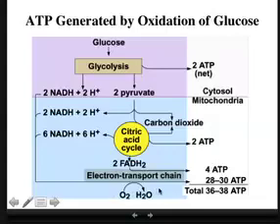Finally, as those protons flow back down their chemical potential gradient from the intermembrane space to the mitochondria, that energy is captured by an enzyme called ATP synthase, and that's where the bulk of ATP production takes place. You get about 32 ATP as a result of the complete oxidation of the NADH and the FADH2 produced by glycolysis and the Krebs cycle put together.